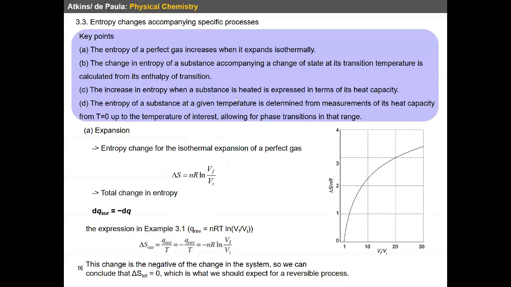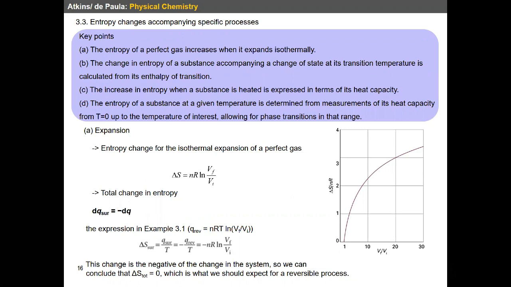Okay, so let's continue with more about the entropy change accompanying specific processes. This is the way to explain specific processes using the entropy system, right? So it's not so difficult. This is just a list of examples. So how can we use the entropy system for specific situations?